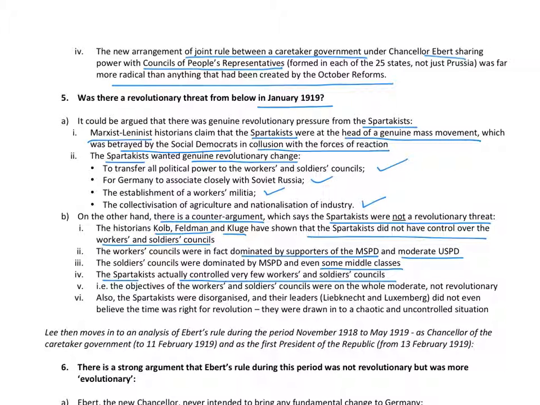So, in other words, the objectives of the Soviets, the workers' councils that were formed, were on the whole very moderate. They were more really about getting food in their cupboard and sorting out economic problems than bringing about a change to the political system. So the Soviets were not revolutionary. The Spartacists were disorganised. They were never able to get influence in the Soviets, and of course their leaders also arguably did not even believe the time was right for revolution.